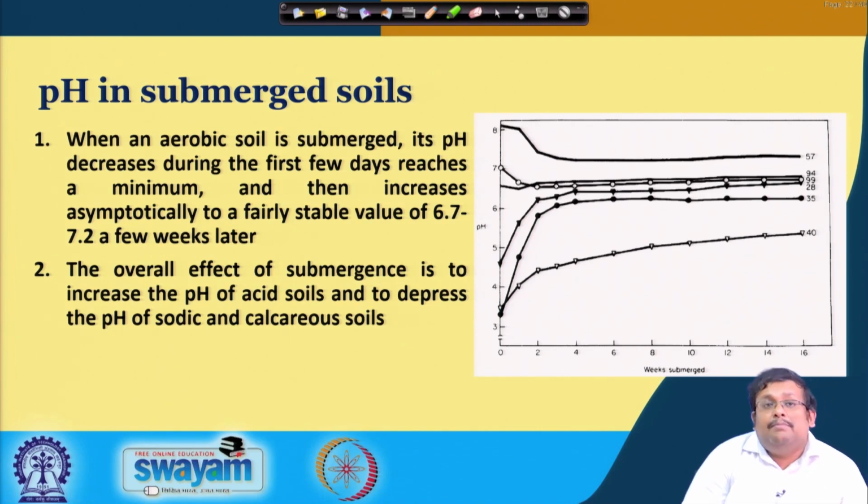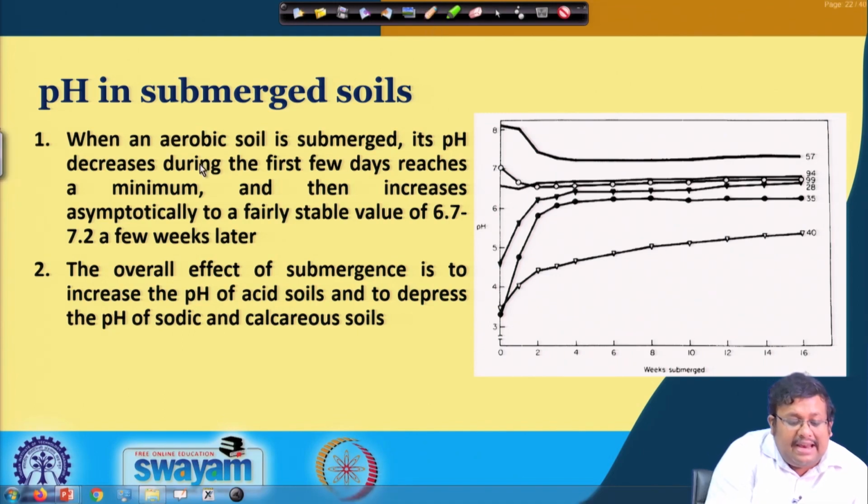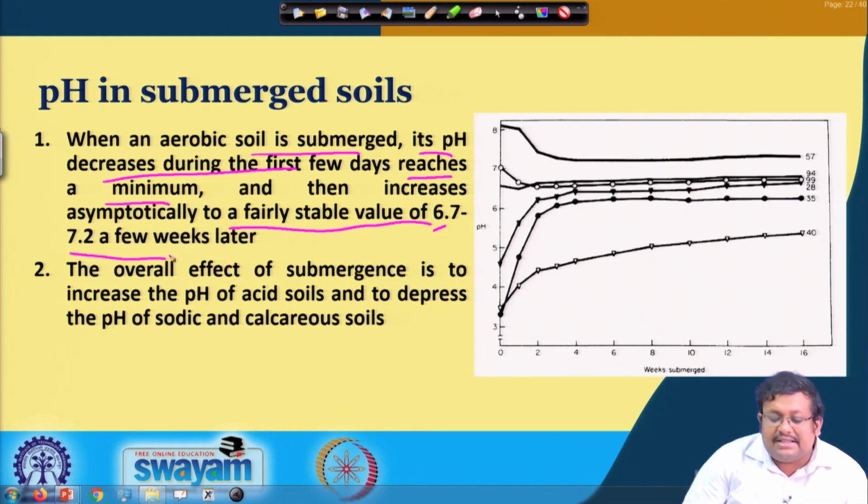So, what is the dynamic of pH in submerged soils? When an aerobic soil is submerged, its pH decreases during the first few days. When you submerge it, if it is high pH, the pH will decrease during the first few days, then reach a minimum, and then increase asymptotically to fairly stable values of 6.7 to 7.2 a few weeks later. So, you can see the trend like this.